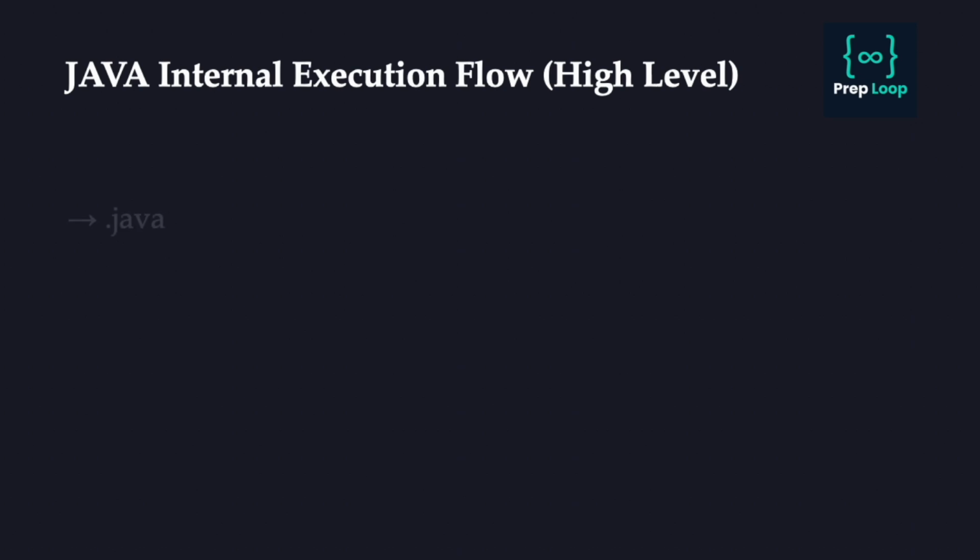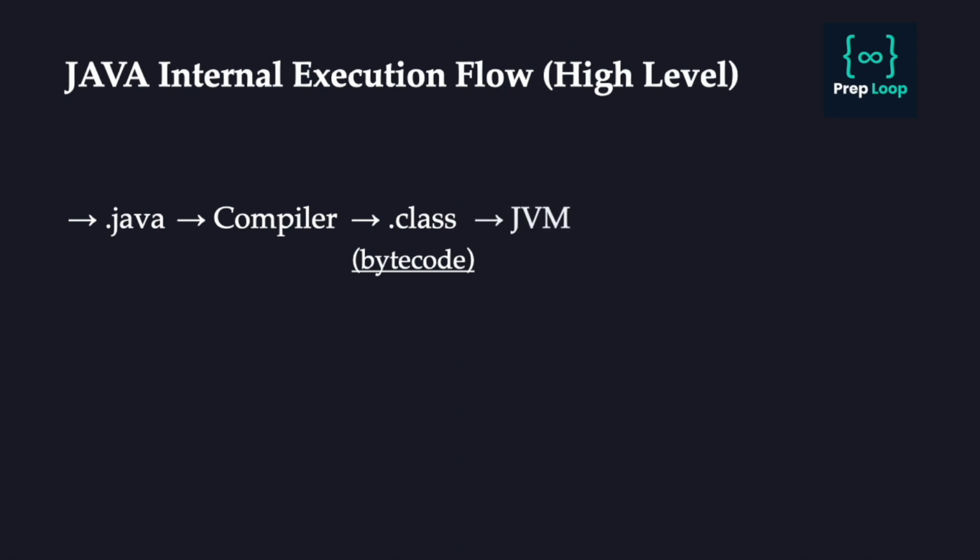So like I said, you will write a Java program and save it as a .java file, and your Java source code goes into the compiler. The compiler does not generate the machine code directly. Instead, it generates the bytecode, that is the .class file. So the .class file contains the bytecode. This bytecode is the key part. It is not tied to any operating system. This bytecode is then given to the JVM, and the JVM converts it into machine code and produces the final output.